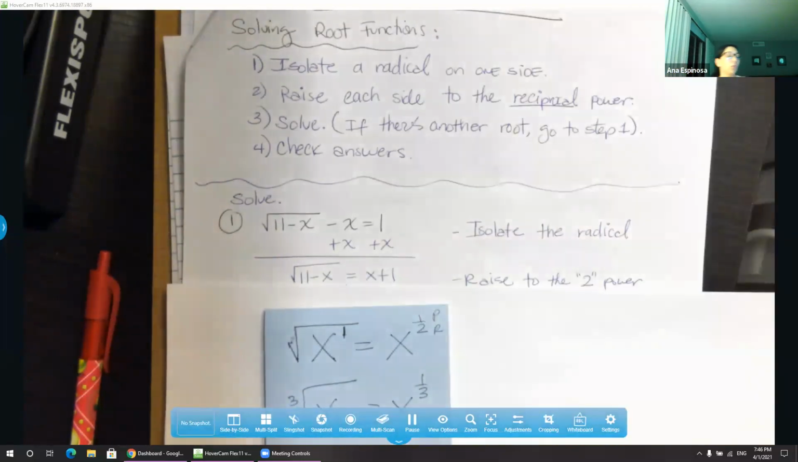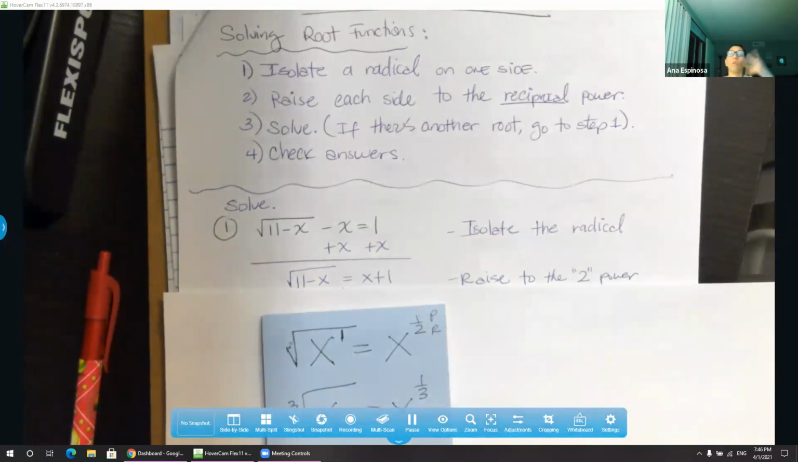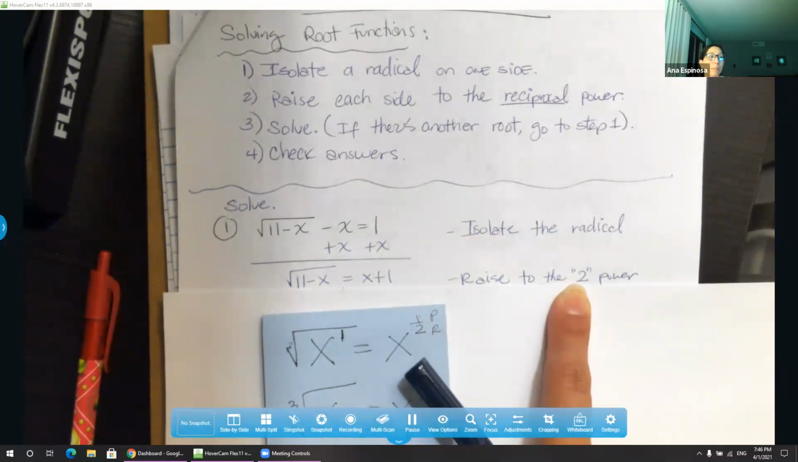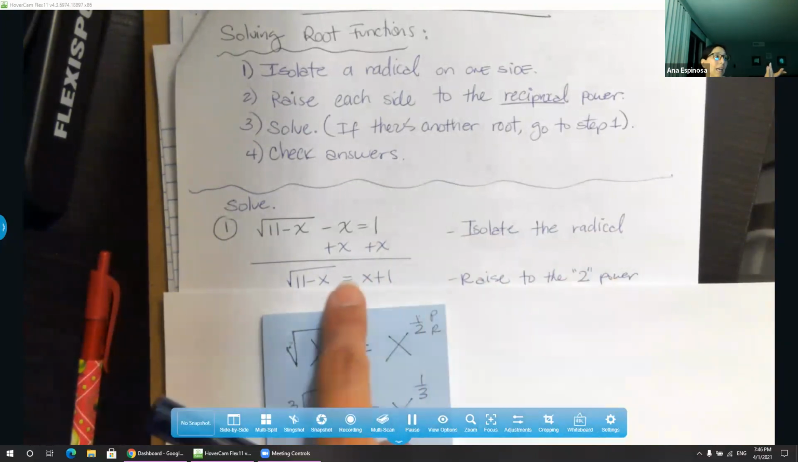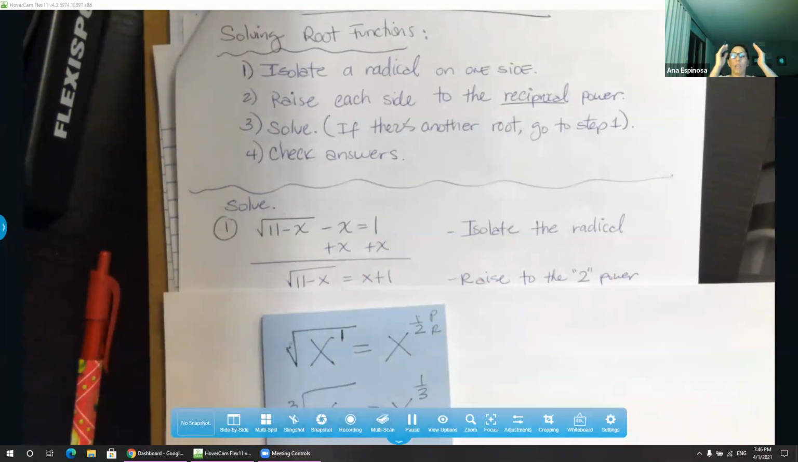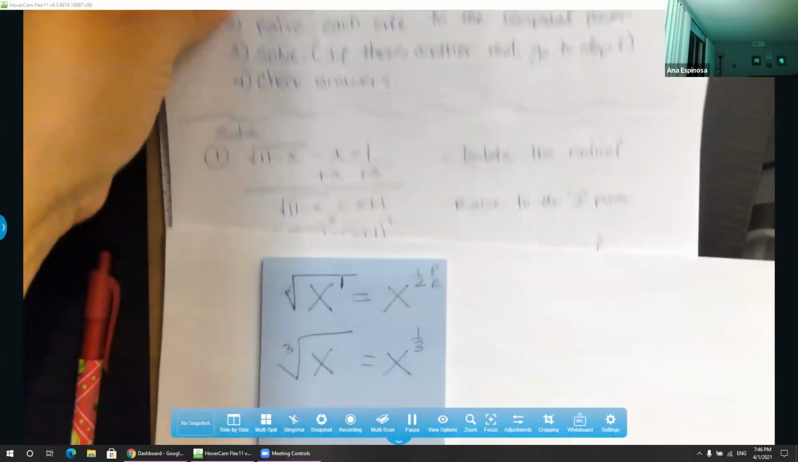and I asked you to, on step 2, raise each side to the reciprocal power. The reciprocal of 1 over 2 means 2 over 1. And that's why I'm raising both sides to the 2. So I'm explaining why you have to raise it to the second power. Because the power on this side, that radical, is technically 11 minus x to the 1/2. The reciprocal of 1/2 is a 2. That's why we raise it to the second power.